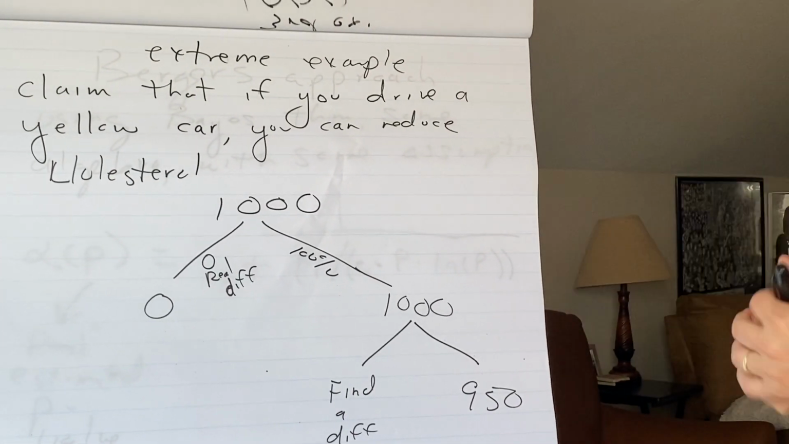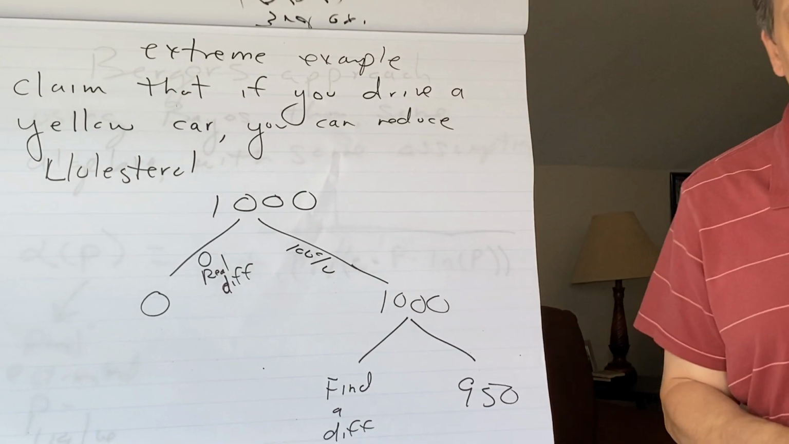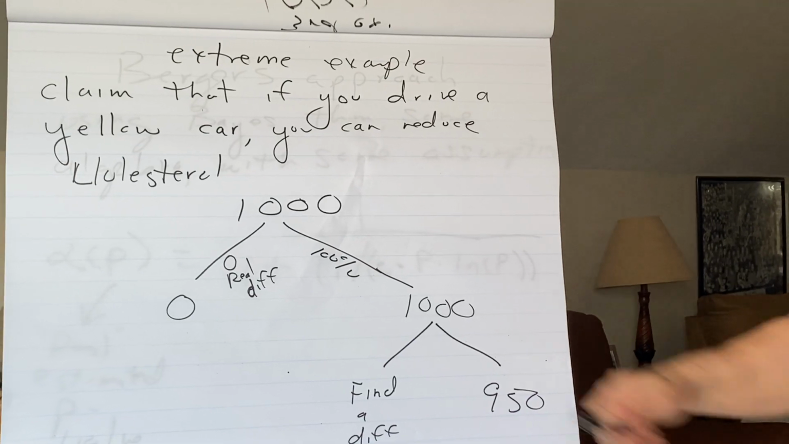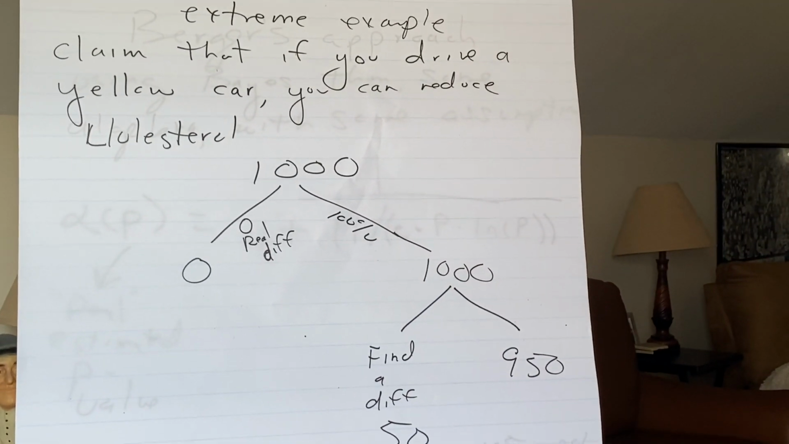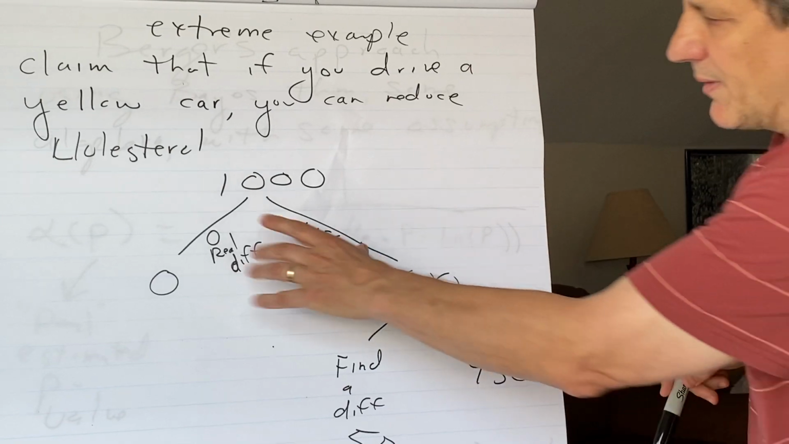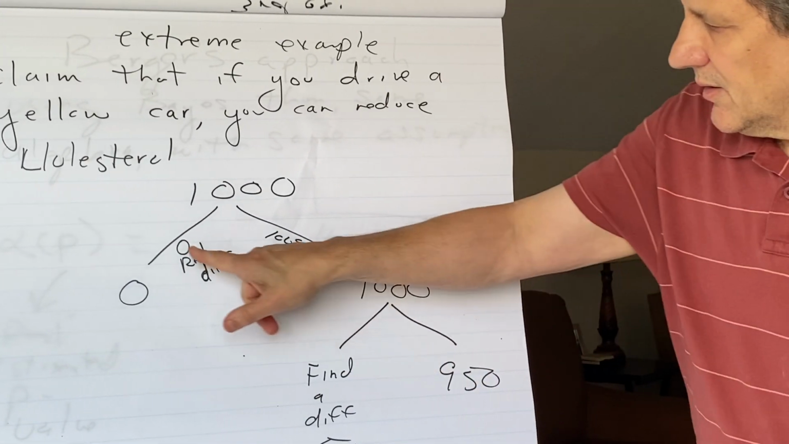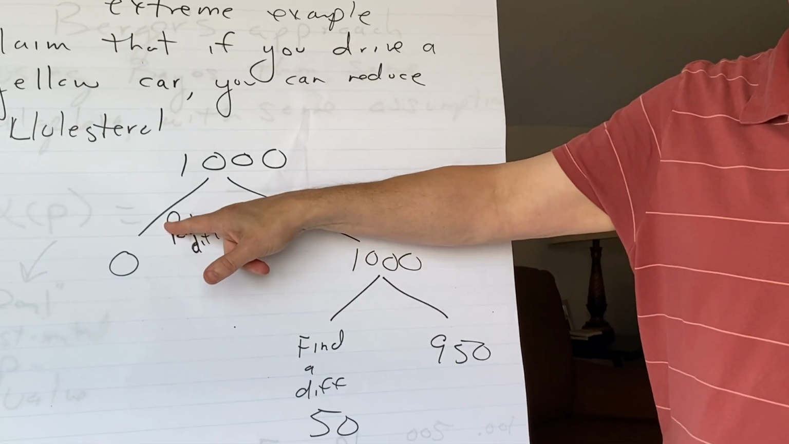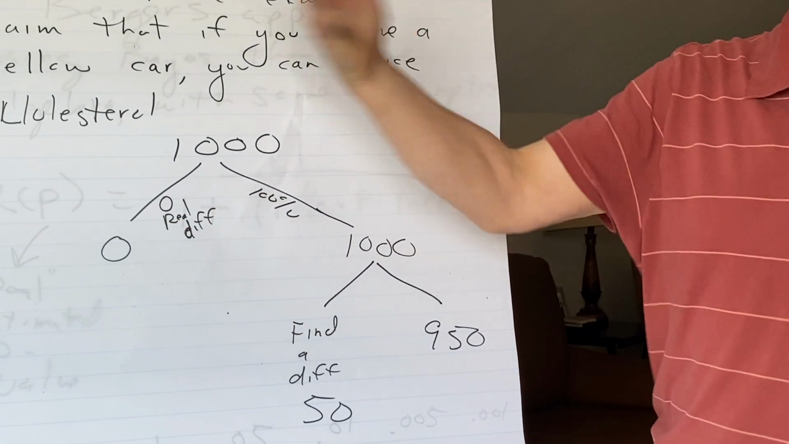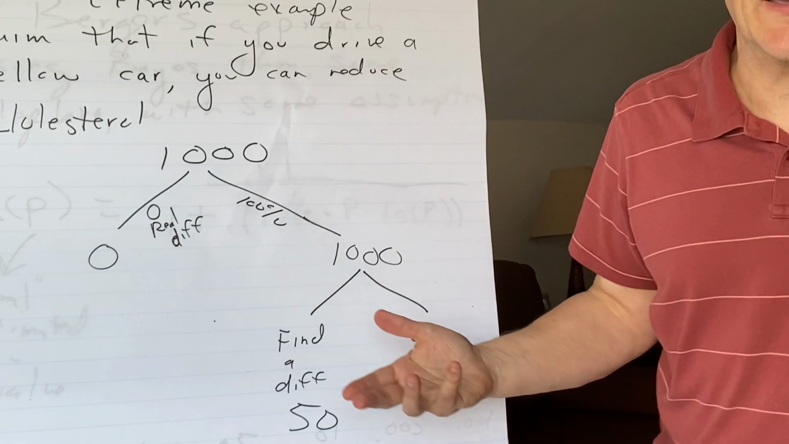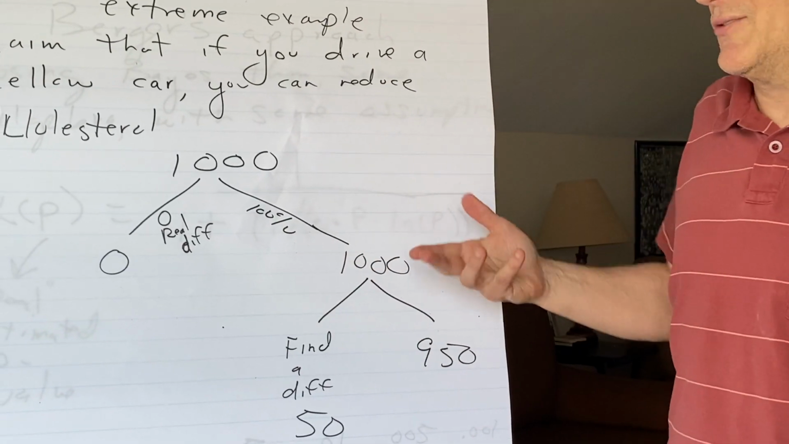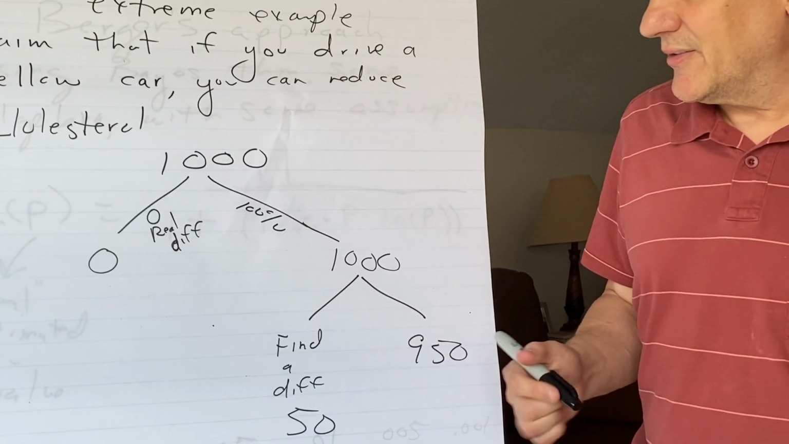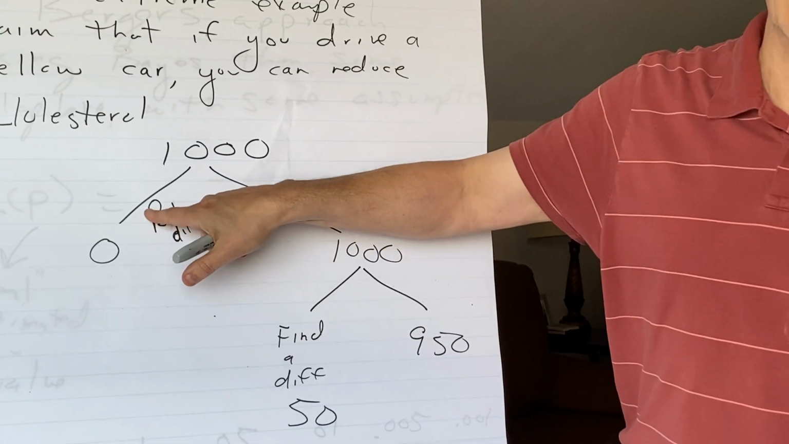What if you claim that if you drive a yellow car, you can reduce cholesterol? Okay? And we do this 1,000 times. Well, again, keep in mind what these branches are. This is the real difference percent time, which we said we don't know. But in this case, we're going to say that we do know, because we're going to claim, well, yeah, driving in a yellow car is not going to reduce cholesterol. So if you do this 1,000 times, there is never a real difference.